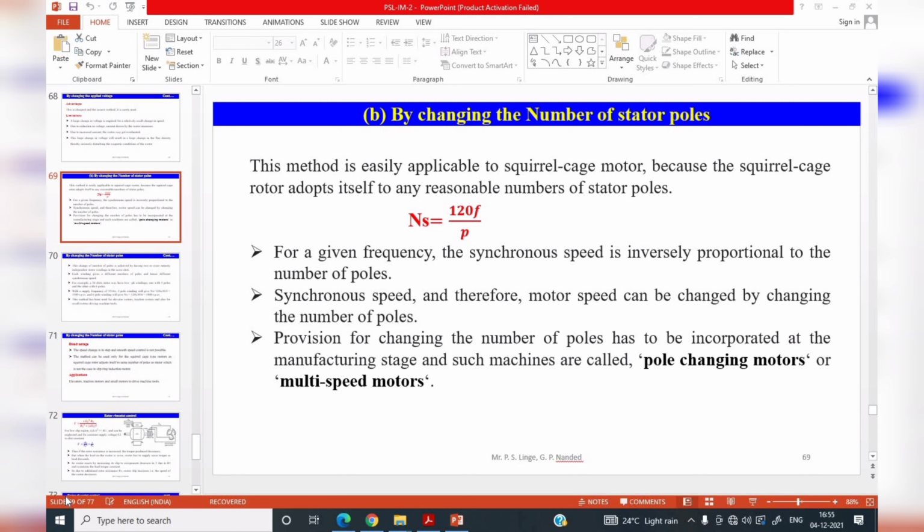We know that the synchronous speed of an induction motor is equal to 120 times the supply frequency divided by the number of poles. So for a given frequency, the synchronous speed of an induction motor is inversely proportional to the number of poles. So synchronous speed, and therefore the motor speed, can be changed by changing the number of poles. Provision for changing the number of poles has to be incorporated at the manufacturing stage, and such machines are called pole changing motors or multi-speed motors.